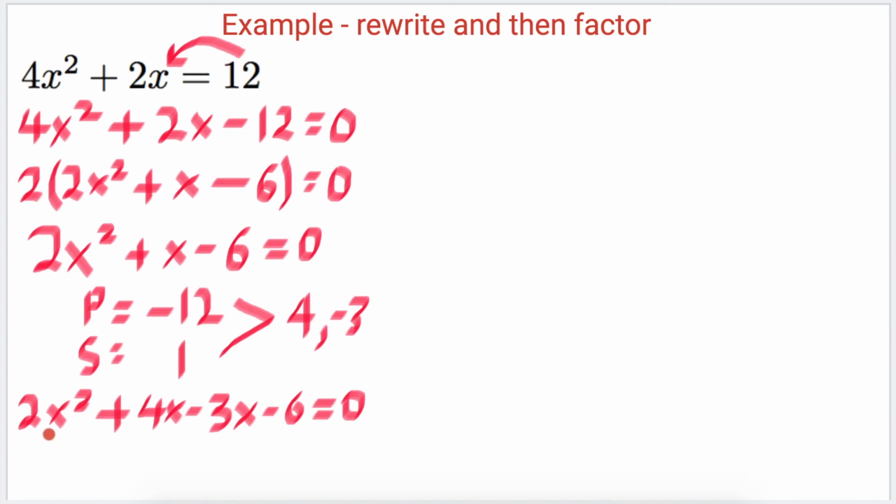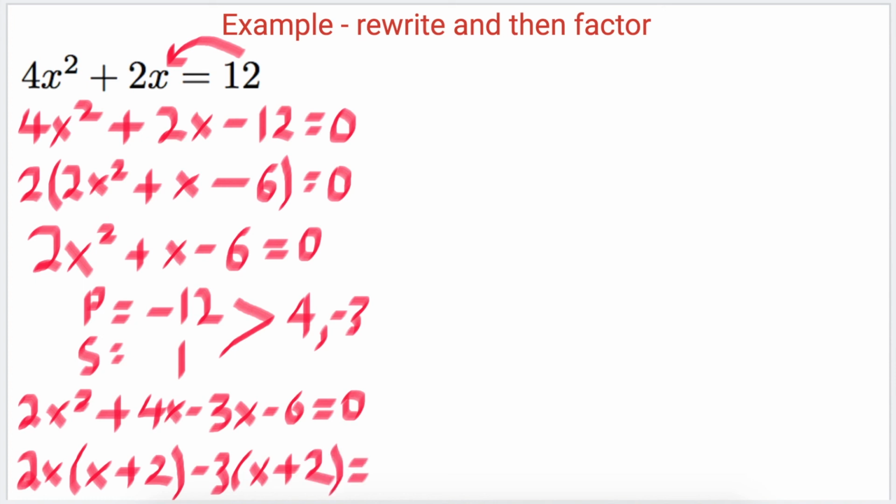So the first pair, 2x² + 4x, I need to find the greatest common factor. The greatest common factor here is going to be the number 2 and x. So I need to factor out 2x. When I write 2x outside the parentheses, I'm going to have (x + 2). In the second pair, I have negative 3x and negative 6. The greatest common factor is going to be negative 3. So I'm going to put -3(x + 2) = 0.